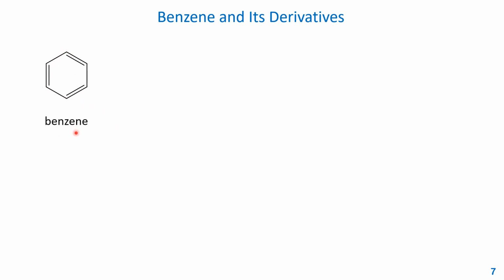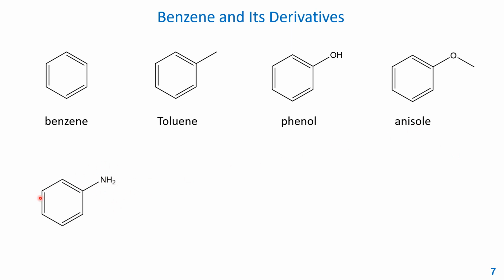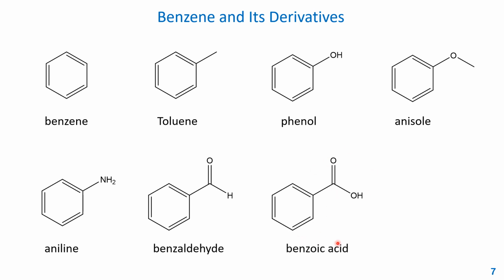Now the substituted benzene, for example, methylbenzene. We don't call it methylbenzene. We call it toluene. And hydroxybenzene is called phenol. Methoxybenzene is called anisole. And aminobenzene is called aniline. And this is the aldehyde. It's called benzaldehyde. And this is acid. It's called benzoic acid. And last one, you have a vinyl group here. It's called styrene. Okay, styrene is the monomer for a polymer called styrofoam.